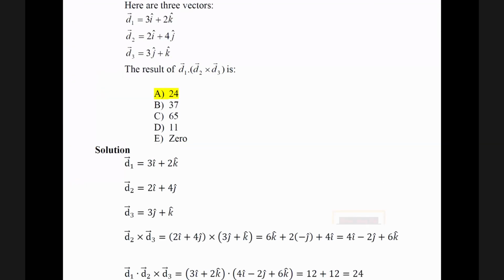Here are three vectors: D1 is 3i hat plus 2k hat, D2 is 2i hat plus 4j hat, and D3 is the resultant of D1 dot D2 cross D3. What I need to do first is the cross product of D2 cross D3, using the matrix method. We will do it quickly, and you have to solve it.